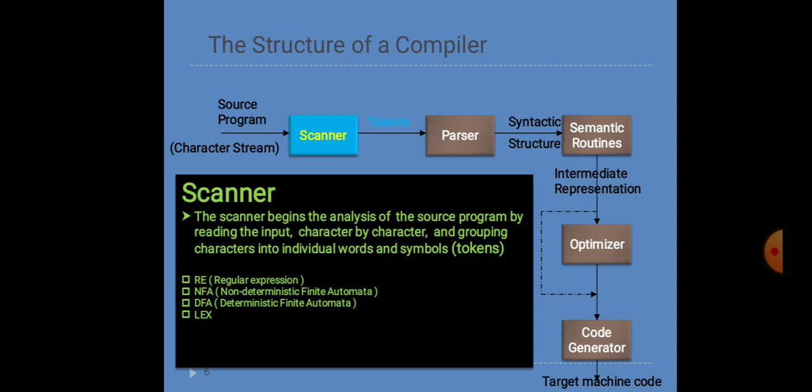deeply. So first, the source program, that is the character stream, is read by the scanner. The scanner begins the analysis of the source program by reading the input character by character and grouping those characters into individual words and symbols known as tokens.